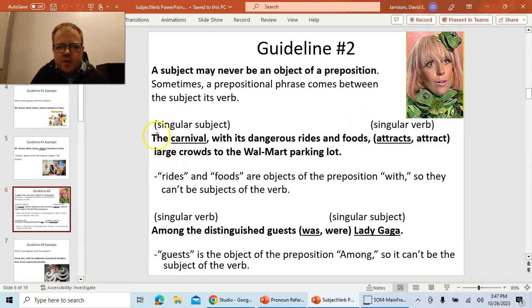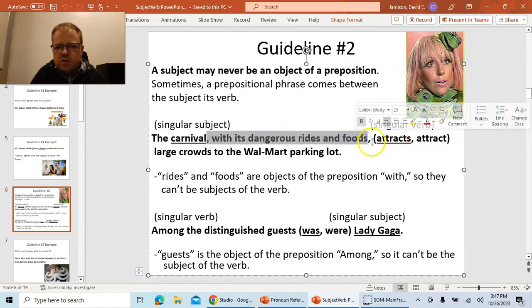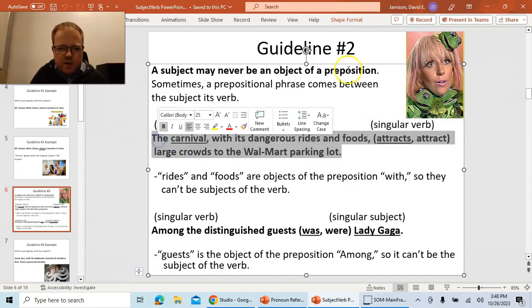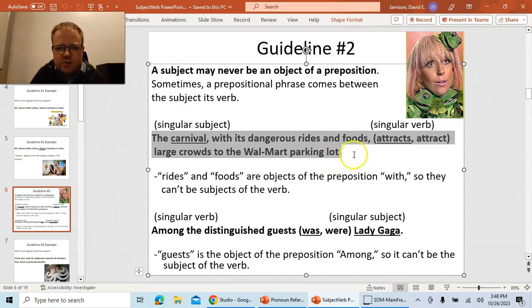Here's an example. The carnival, singular noun, with its dangerous rides and foods, attracts large crowds to the Walmart parking lot. The carnival, singular, attracts large crowds. An easy way to figure out if this is happening in a sentence is try to take out all of the extra words.